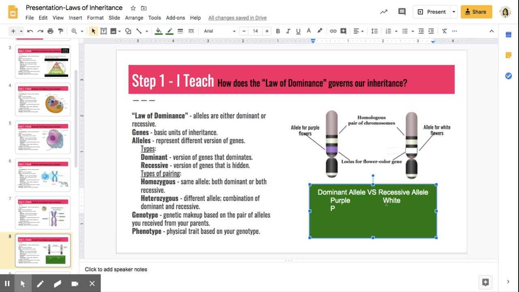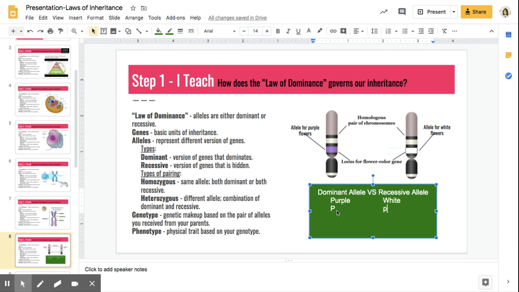But because the white is recessive, we're not going to use the capital P, but instead, we're going to use the small letter p. So the letter doesn't have to be the start letter of the color or the trait. It could be any letter in the alphabet. Okay, but usually what's being used is the letter at the beginning of the word for the dominant trait, which is purple. So we're going to use this instead.